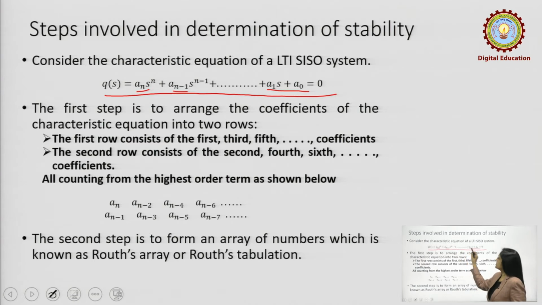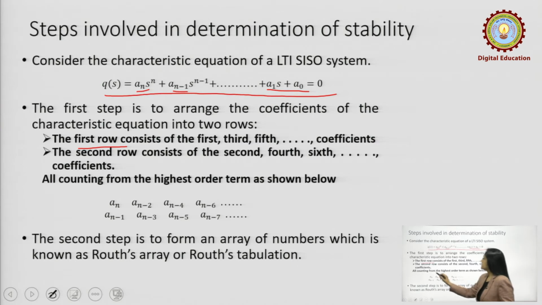Once you get the characteristic equation, and what is the characteristic equation? I repeat that we obtain the closed loop transfer function of a system, and the denominator of the closed loop transfer function, that is, the poles of a closed loop transfer function, are the roots of the characteristic equation. So, the first step is to arrange the quantities in the first and the second row.